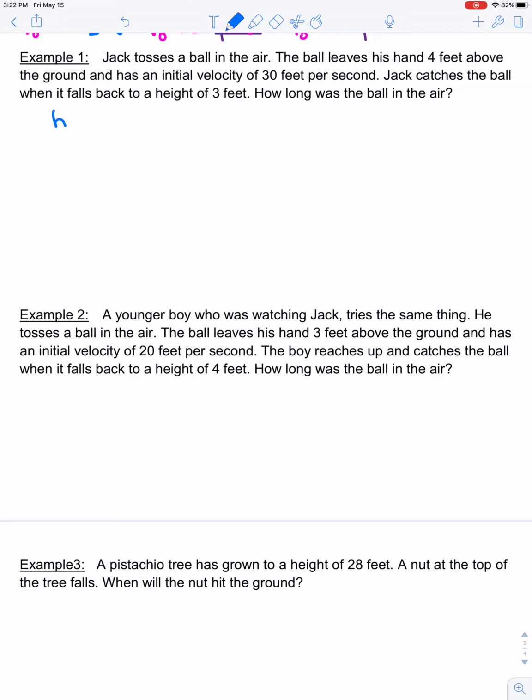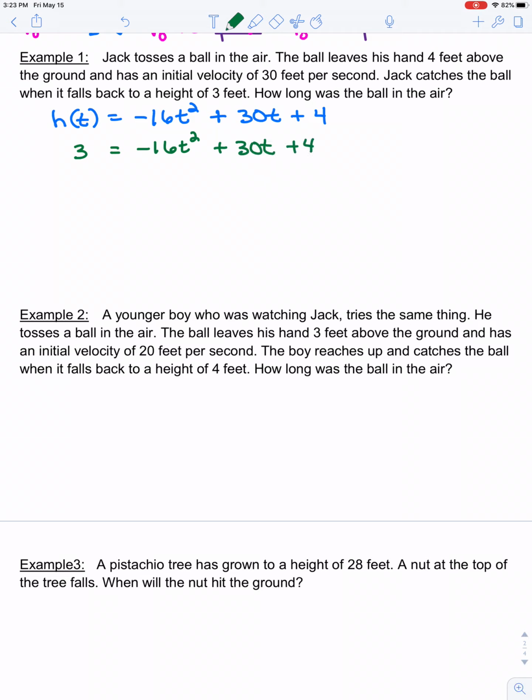So we have h sub t equal to negative 16 t squared, that's the gravity with feet, plus our vertical velocity, 30 t, plus, where does it start? It starts 4 feet above the ground. Okay, when he catches it, the height will be at 3 feet. So 3 is going to represent h sub t. We still keep negative 16t squared plus 30t plus 4.